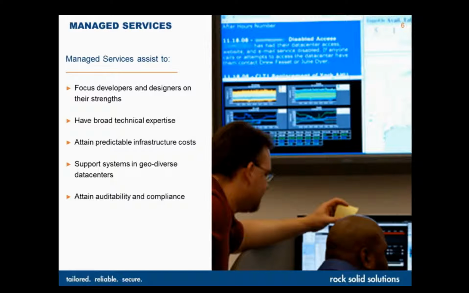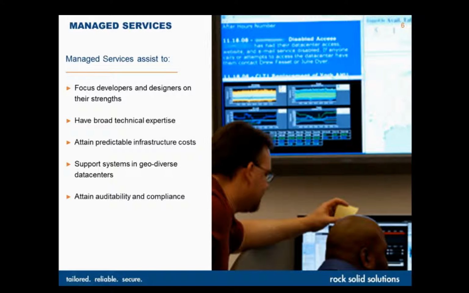And then with that technical experience comes a predictable cost. So understanding exactly what your costs are going to be month to month, and exactly how your costs scale as your infrastructure scales, can be a very strong benefit from leveraging managed services.